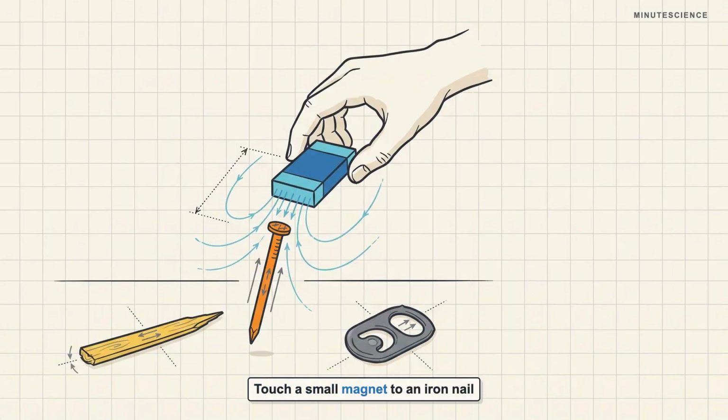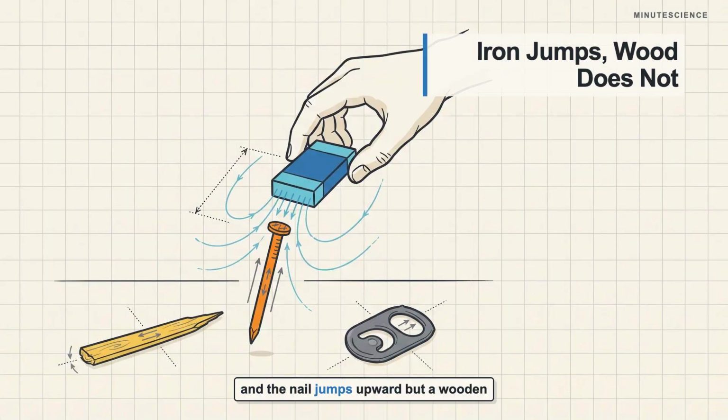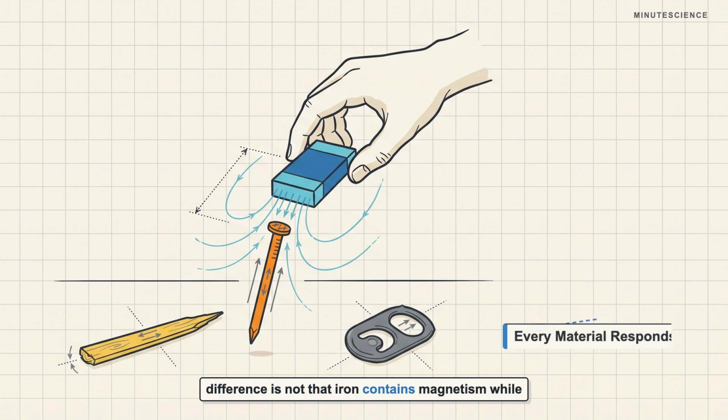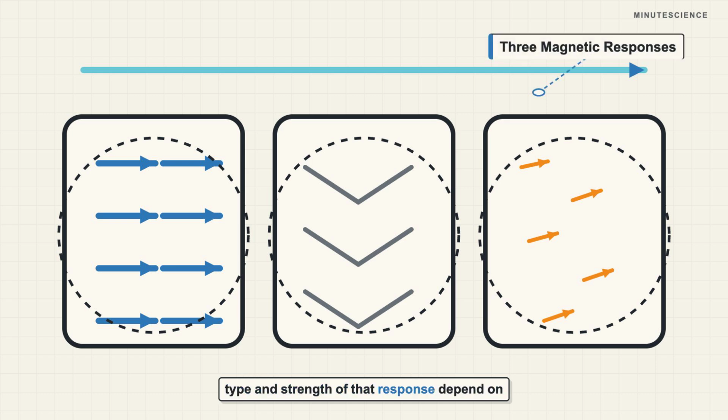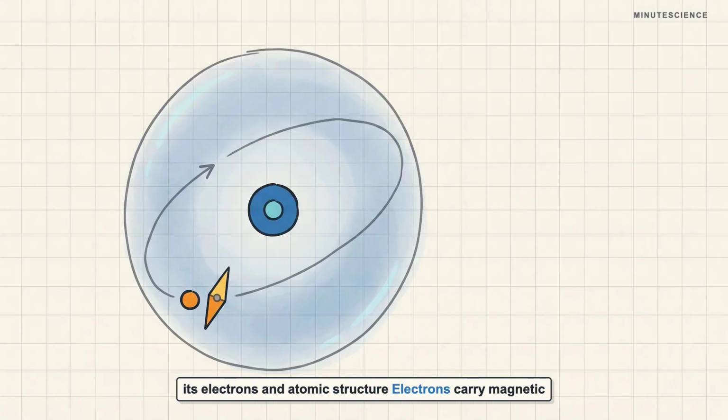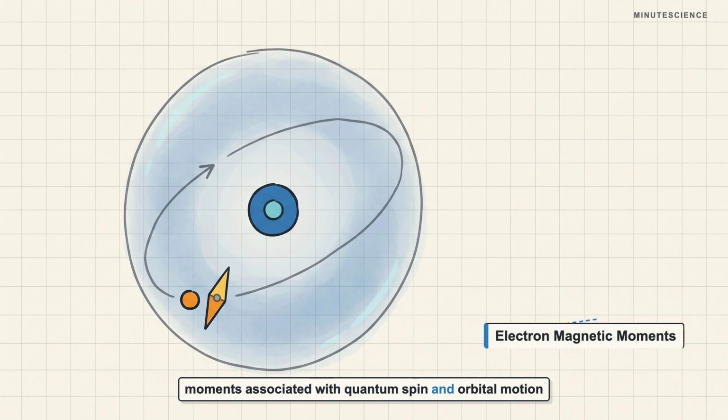Touch a small magnet to an iron nail, and the nail jumps upward, but a wooden splinter and an aluminum tab stay put. The difference is not that iron contains magnetism, while the other materials contain none at all. Every material responds to a magnetic field, but the type and strength of that response depend on its electrons and atomic structure. Electrons carry magnetic moments associated with quantum spin and orbital motion, although spin is not literal mechanical rotation.